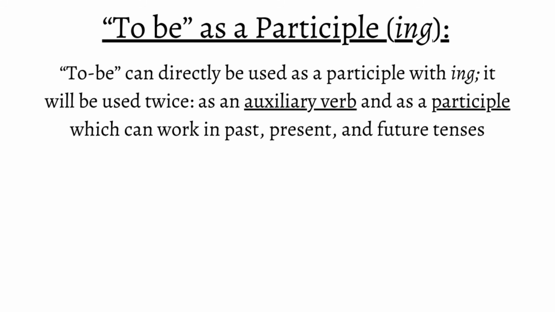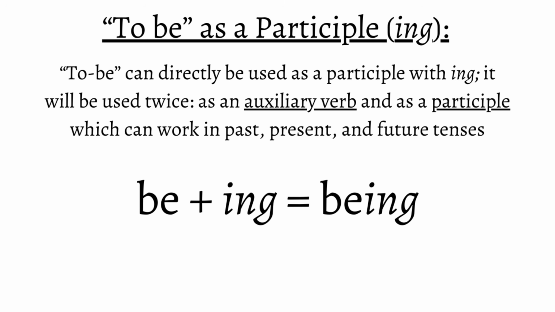Alongside, the verb to be can directly be used as a participle with ing. In this case, to be will be used twice. First, as an auxiliary verb, and second, as a participle. This can work in past, present, and future tenses, but it's very important to not get them mixed.